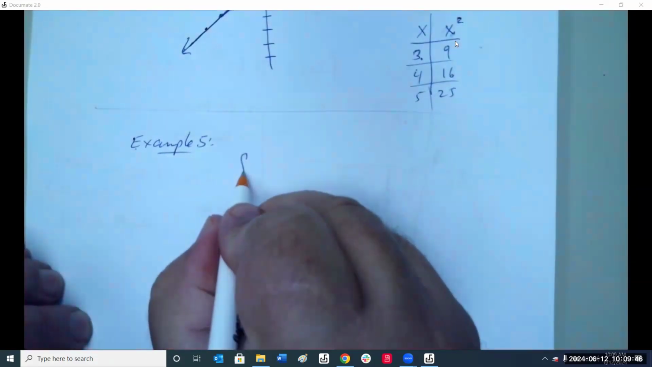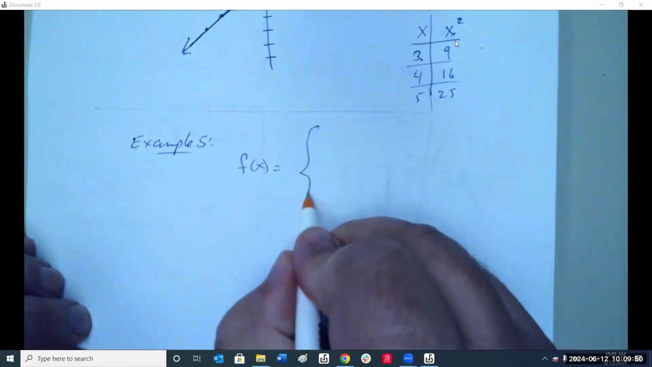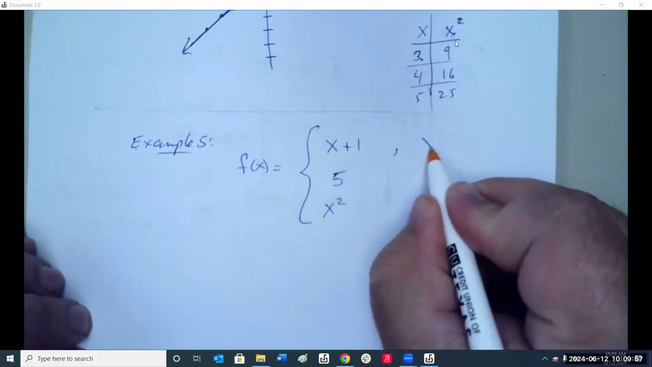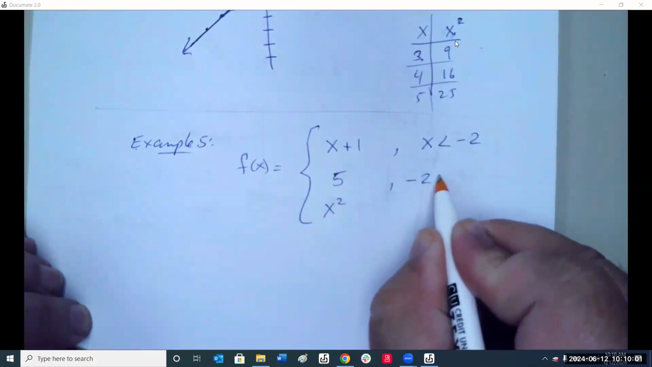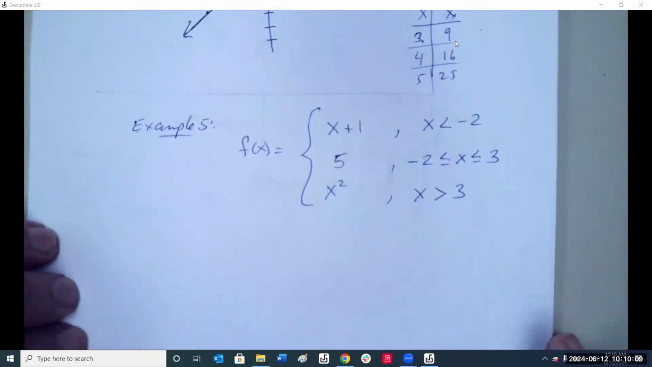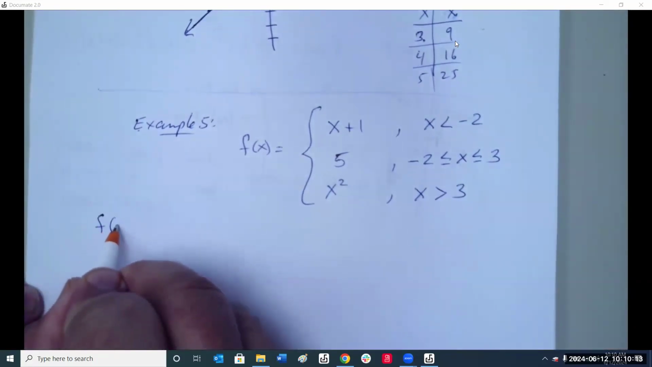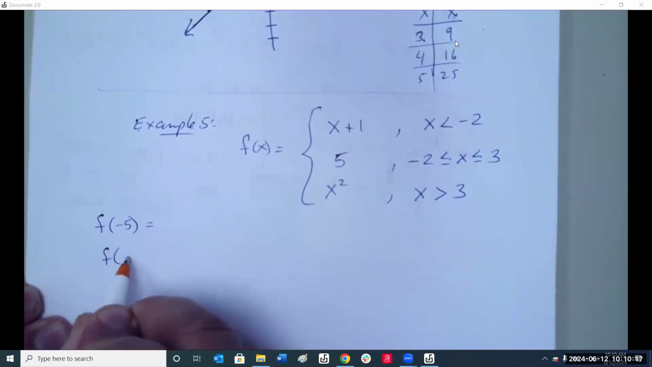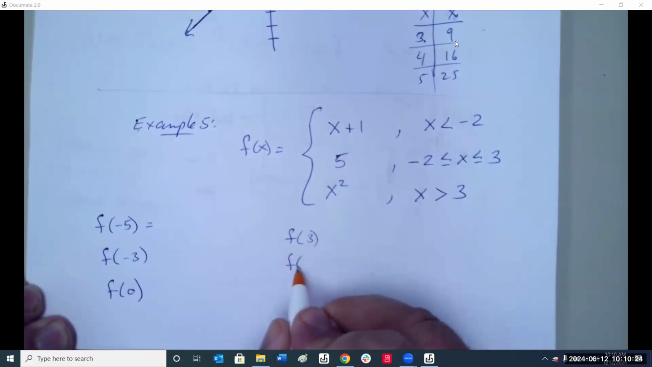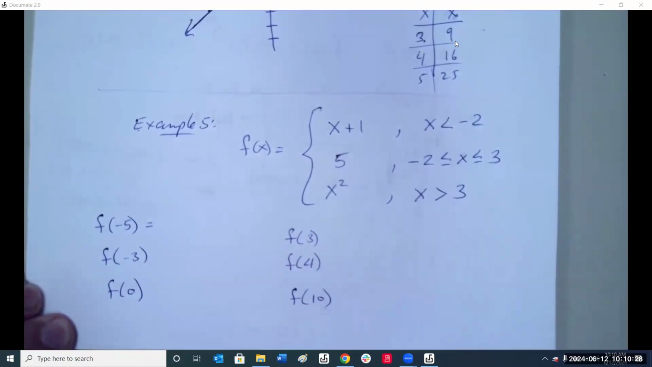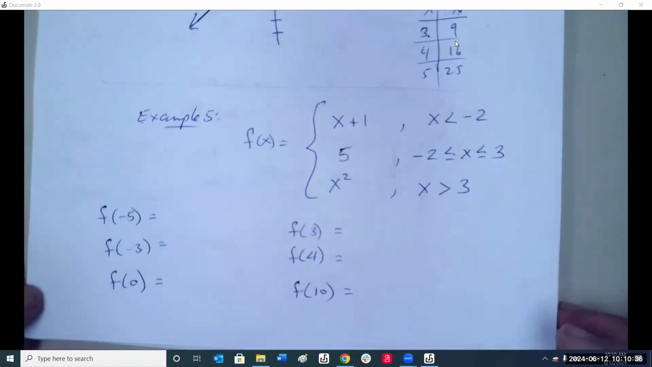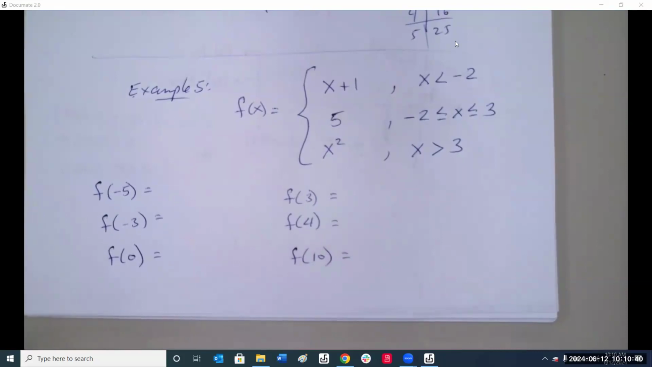Let's do example 5 again. The same equations: x plus 1, 5, x squared. This is when x is less than -2, from -2 to +3, and when x is strictly greater than 3. Tell me the answers.